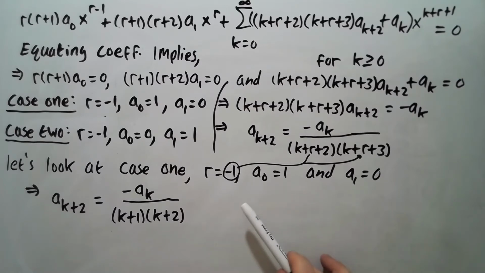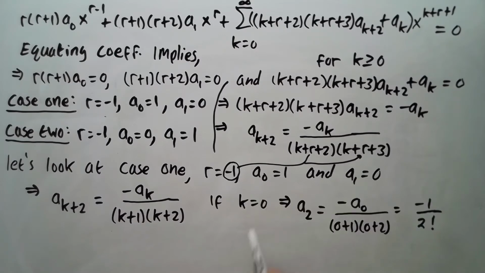So let's stick in a few terms here. Let k be 0. If we choose k to be 0 in our recursive relation, you'll have a2 on this side equals negative a0 divided by, putting 0 here, 1, putting 0 here, times 2. And 1 times 2 is 2, but you can also think of it as 2 factorial. Our a0 is 1, so it's going to be negative 1 over 2 factorial.